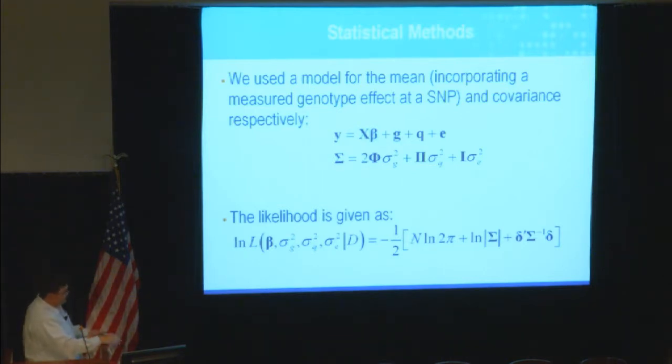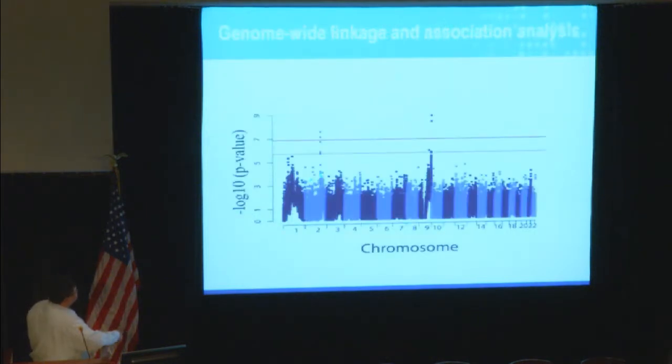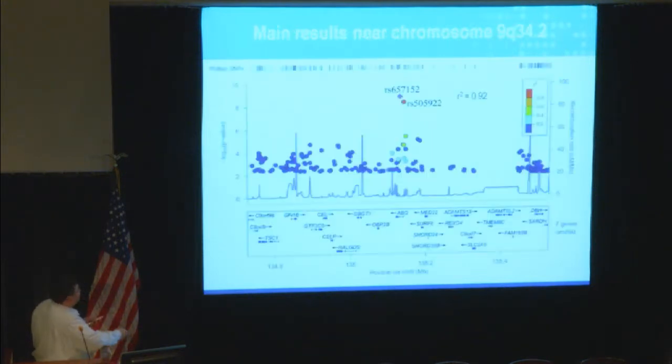And the likelihood has the same form as given earlier. Okay. So using that model, we were able to detect from this joint linkage and association GWAS 2 variants that were important in substance P variation, located on chromosome 2 and chromosome 9. And I have enough time to go over the result on chromosome 9.